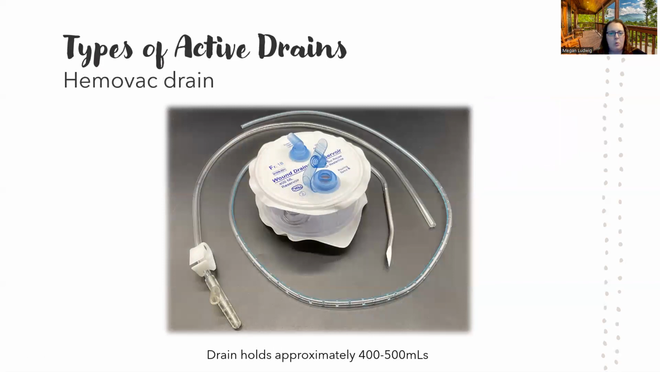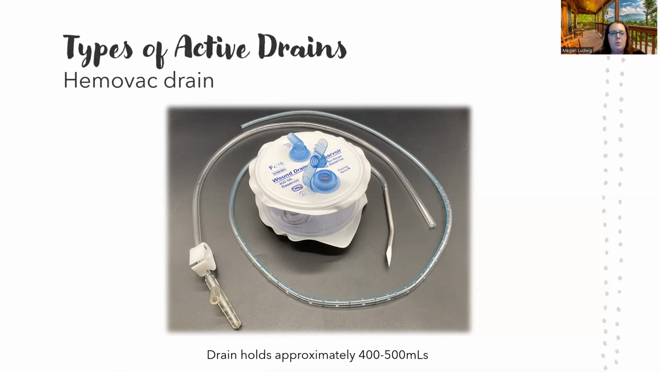This is called a hemovac drain. Same type of end, really. The drain is different. The reservoir, we should call it, is bigger. So a hemovac drain holds a whole lot more. If they're expecting more drainage or fluid to come out, they may prefer a hemovac because it holds way more. So this one pictured is 400 mLs. I've also seen up to 500, so it just depends. But the concept is the same as that grenade of the JP.